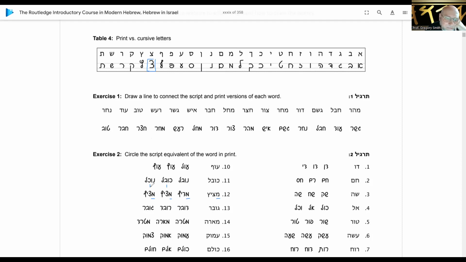And then we've got a yod. Okay, so we got the yod here. We got the yod here. The question is, which one is it? These look almost the same, don't they? So it ends with a Tsadi Sofit, and it's that one there.